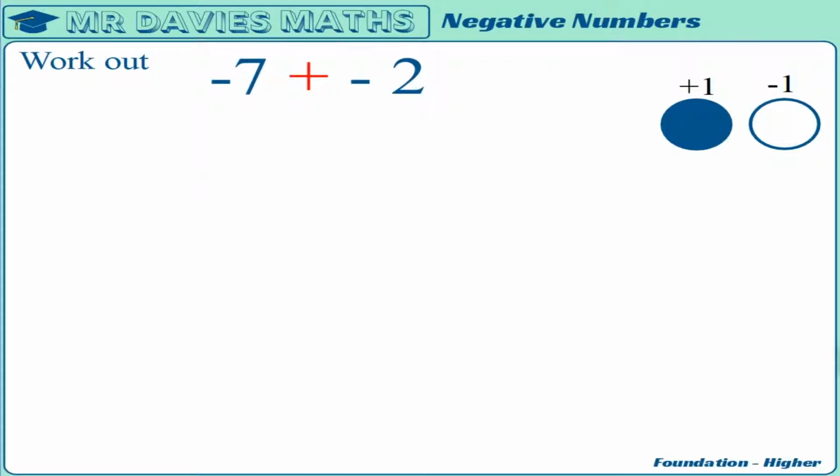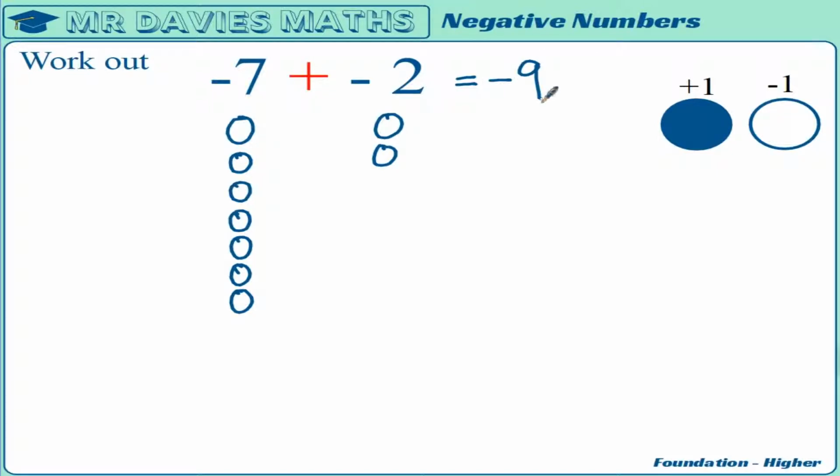So -7 grouped with a -2, so 1, 2, 3, 4, 5, 6, 7, grouped with 1, 2. Again, none of these will cancel each other out. Only a positive and a negative will cancel each other out. So what am I left with? 1, 2, 3, 4, 5, 6, 7, 8, 9. I'm left with 9 negatives.